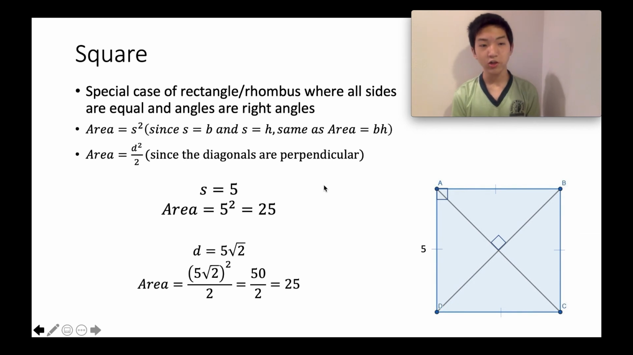Its area can also be found using the diagonal squared divided by 2, since its diagonals are perpendicular. It inherits all properties from the rectangle and rhombus. So here we can see that the side of the square is 5, so the area would be equal to 5 squared, which is equal to 25.